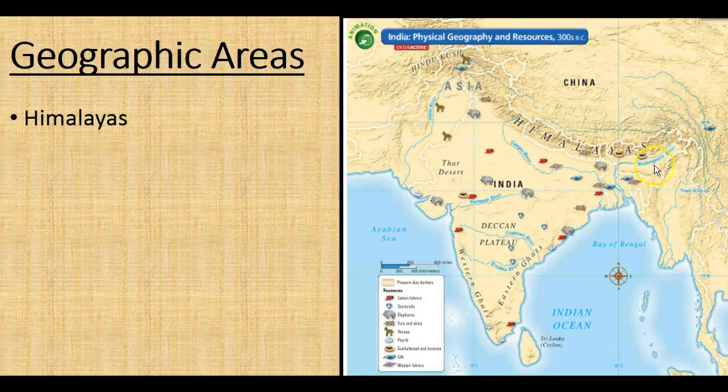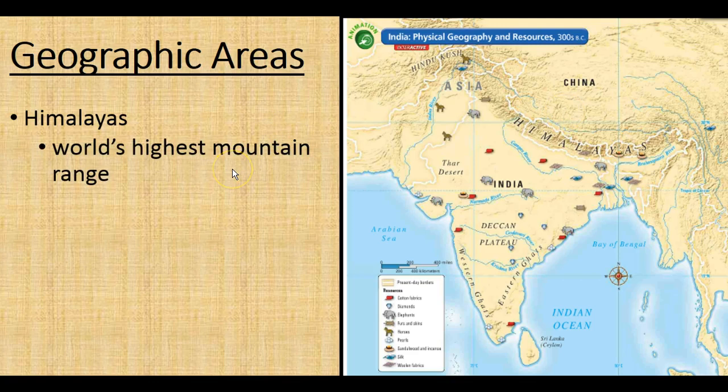The Himalayas are a huge, very tall mountain range, and you can see as I am circling them that they lie to the north of India, and they actually help create the border between India and China. It is the world's highest mountain range, the Himalayas. Now, Himalayas actually means home of snow because all year round you can see the tops of the mountains and they are always covered with snow.